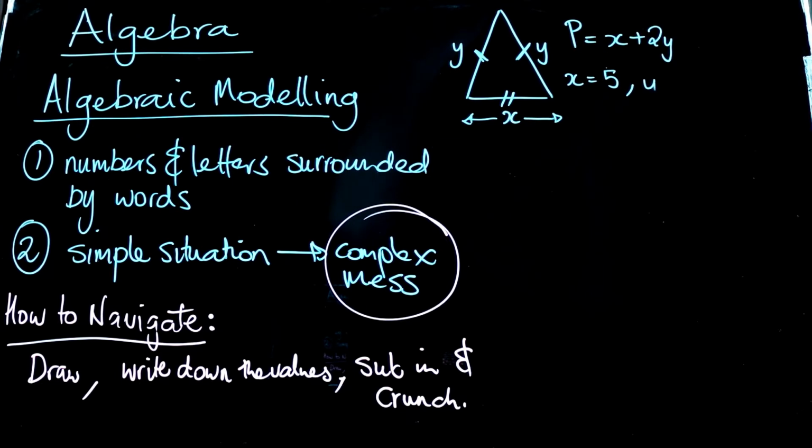And y is equal to 3. For example, I'm just making these numbers up. And once we've got that, we can do our substitution. So this time, instead of writing x, we're going to put 5, and we've got 2 times 3 here. So what do we got? 5 plus 6 is 11. 11 units in length, and that would be our final answer.